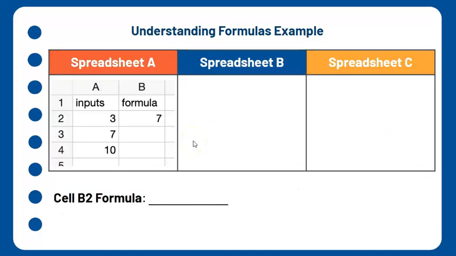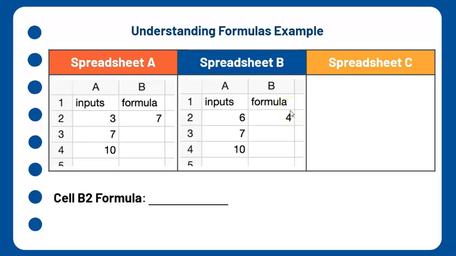Now that we know how formulas change when the cells they use are changed, we can use that to figure out formulas. We can see that column A in spreadsheet A represents the inputs, or numbers that are used in the formula in column B. Right now, we can make some guesses about what the formula in column B is. We need to use some combination of 3, 7, and 10 to equal 7. That could be just 7, or it could be 10 minus 3. We won't know for sure until we try some other inputs.